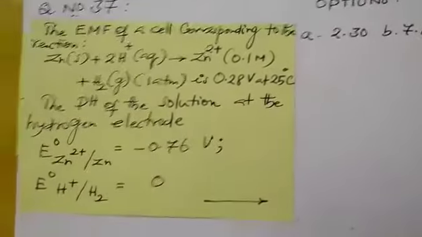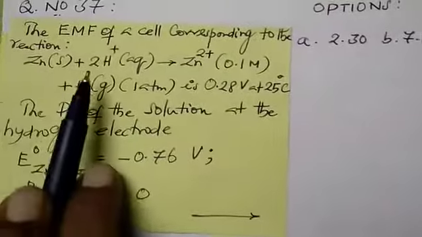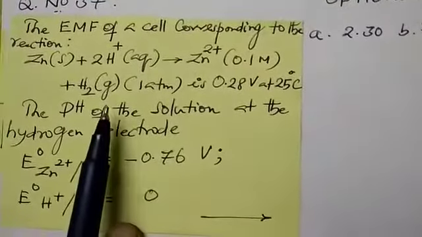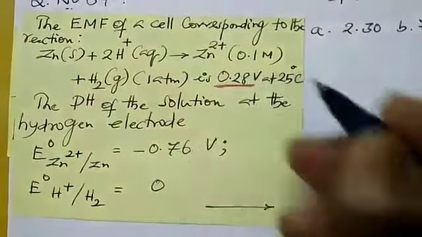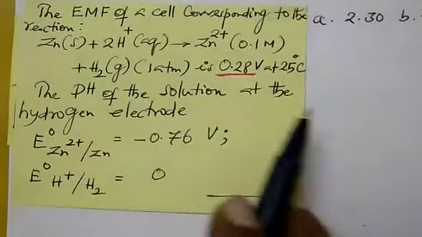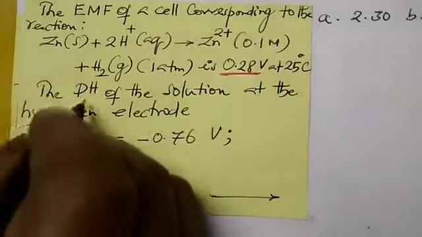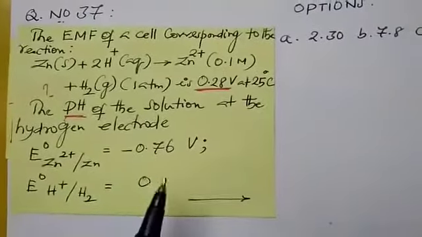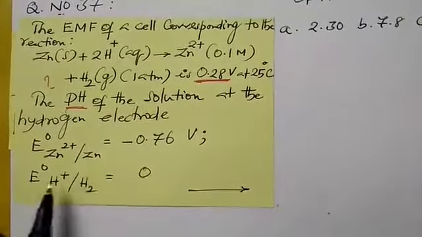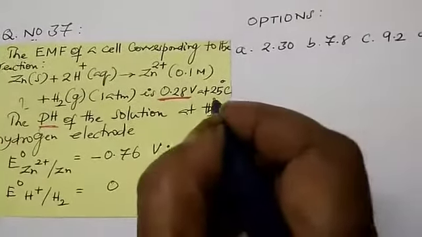The question is here. The EMF of the cell corresponding to the reaction zinc and hydrogen giving zinc ion and hydrogen is given in the sum as 0.28 volt at 25 degrees centigrade. They are asking what is the pH of the solution at the hydrogen electrode. The reduction potential of zinc and the reduction potential of hydrogen are also given.